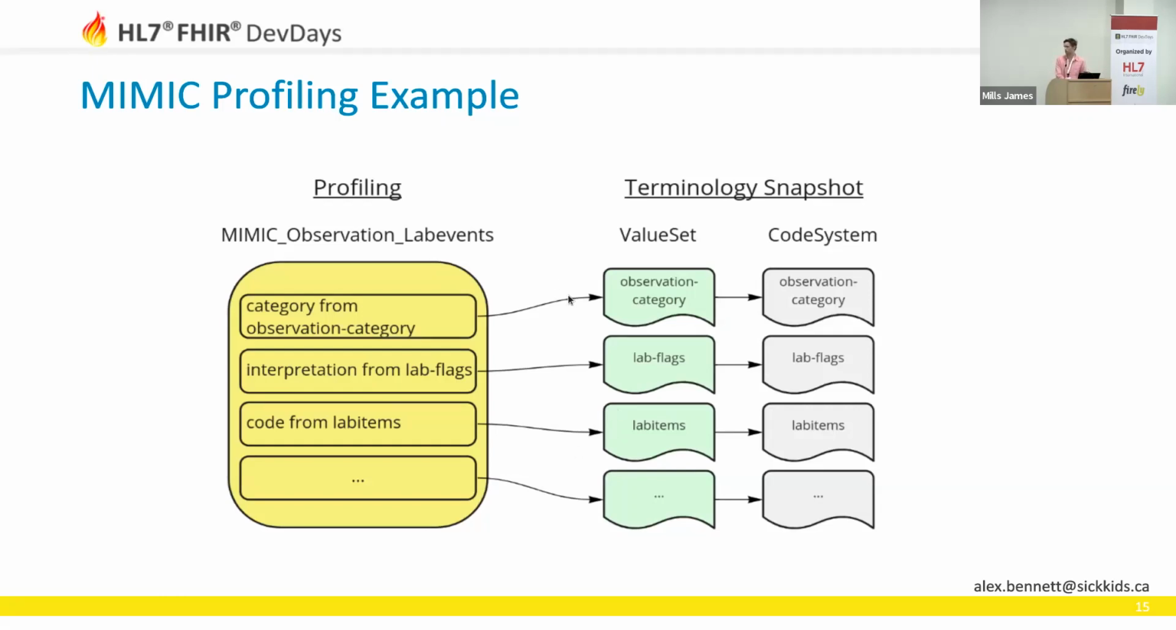And so an example here, this is just showing more profiling, where you're saying this category comes from observation category, and you've got a value set it's pointing to, and you've got the code system that contains it. At this point, you've got a lot of these value sets and code systems that are completely captured in the code system. So that's something, again, that will need to be either left or concept mapped to more standard FHIR.